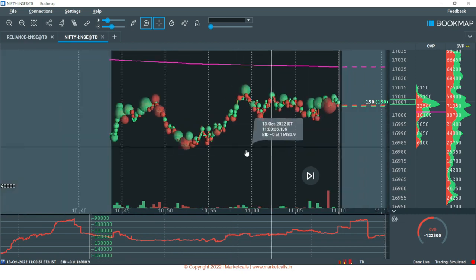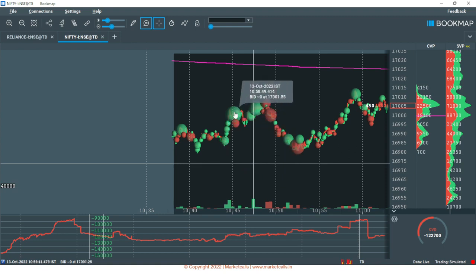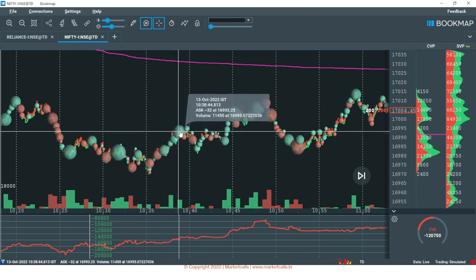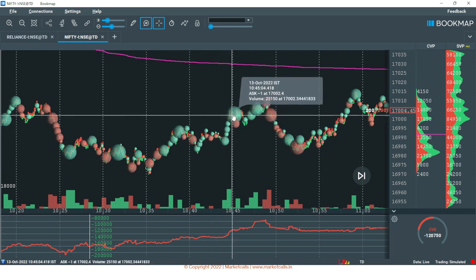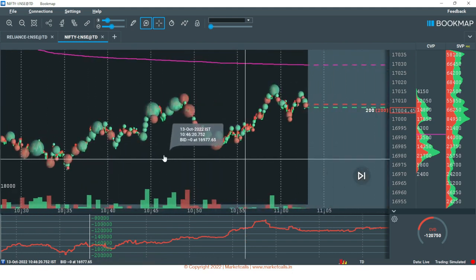Right, but if I look from a holistic point of view, I am able to see from 10:45 also a lot of big buyers started showing up. So big buyers started showing up from 10:35 onwards. A lot of big volume activity happened. Again, buyers are the driving force since 10:35 onwards.